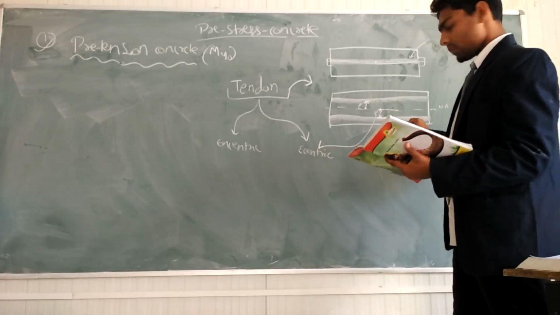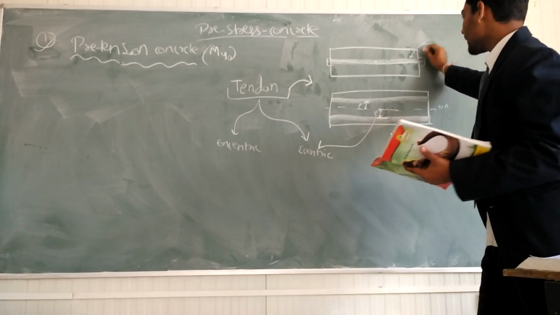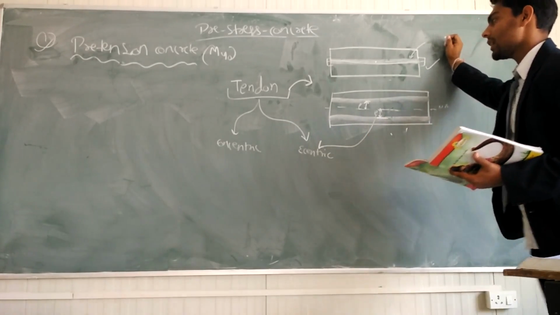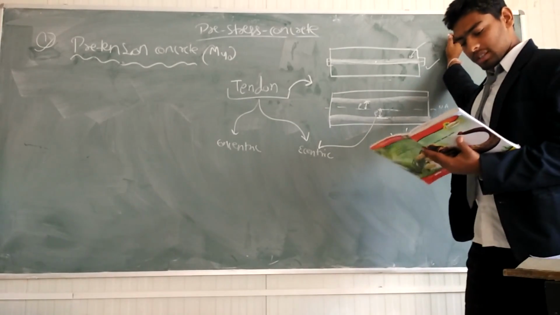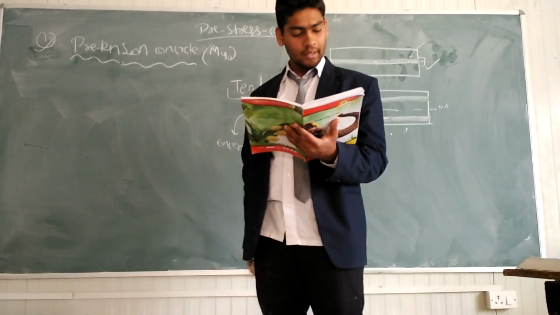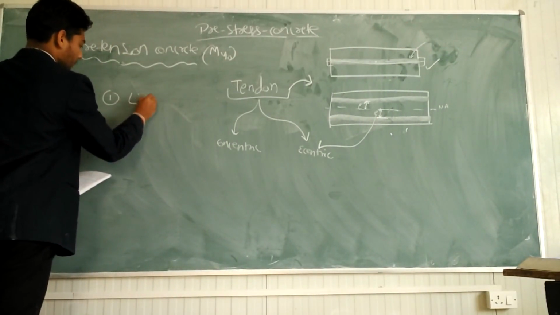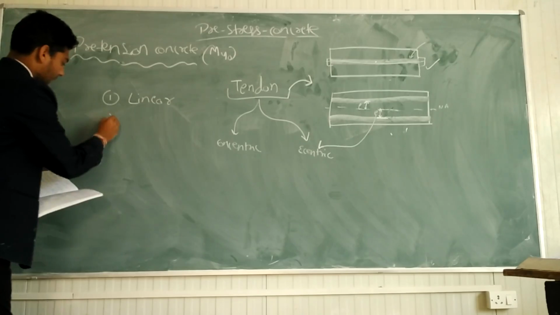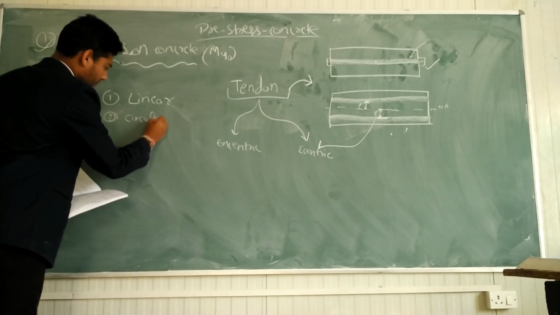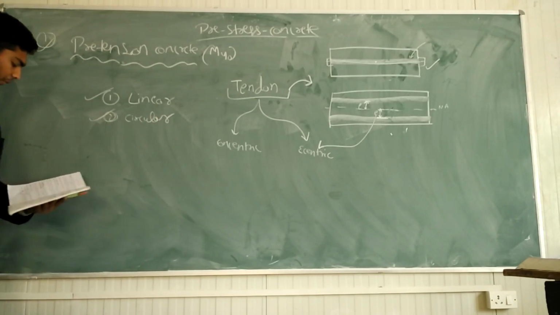Okay. So after that, it can be used in pre-tensioning concrete as well as post-tensioning concrete. There is a need to learn that there are two types of pre-tensioning. First one is the linear, and second one is the circular. First one is linear, second one is circular pre-tensioning.